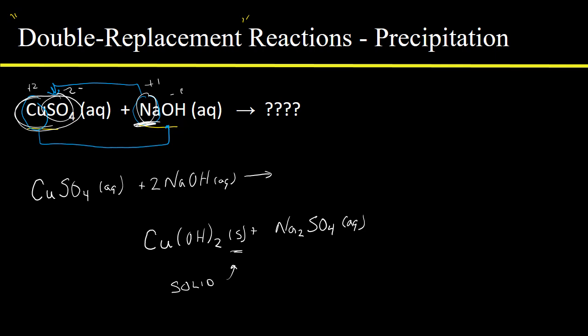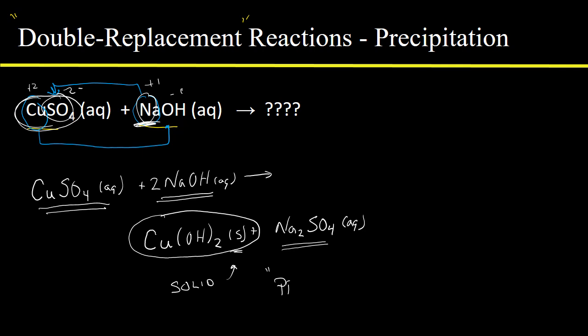Okay, what this balanced reaction is telling us is that if you mix a solution of copper sulfate with a solution of sodium hydroxide, you're going to get a solution containing sodium sulfate, and copper hydroxide is going to form as a solid. Okay, and when you have a solution and a solid forms in solution, we call that process precipitation. Okay, and we call the solid, in this case copper hydroxide, the precipitate.